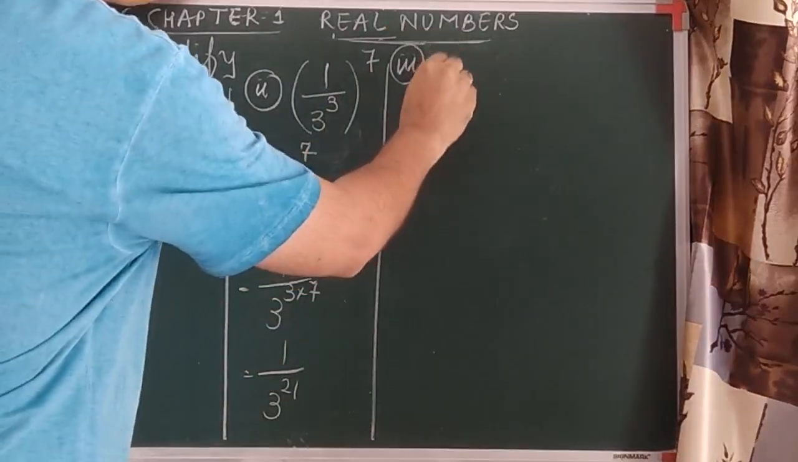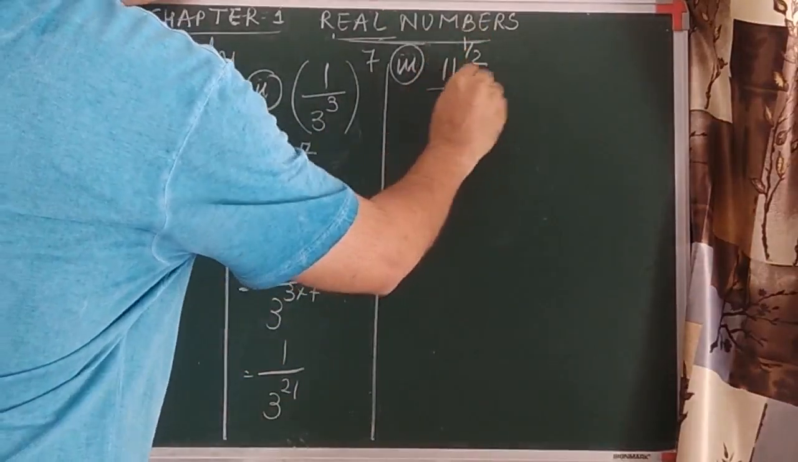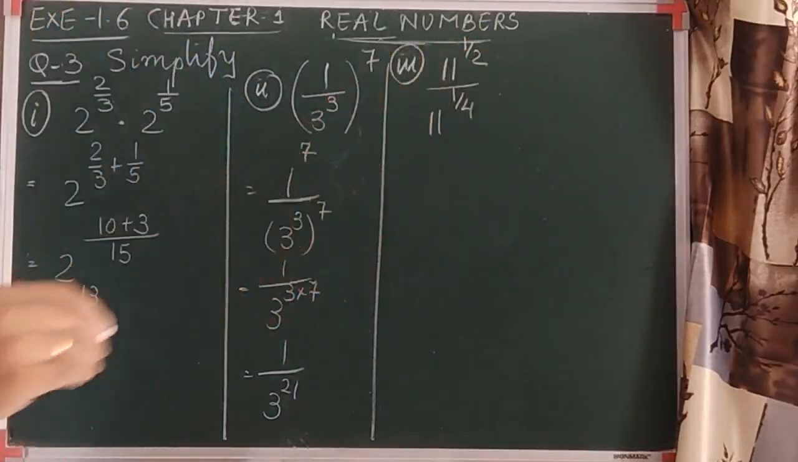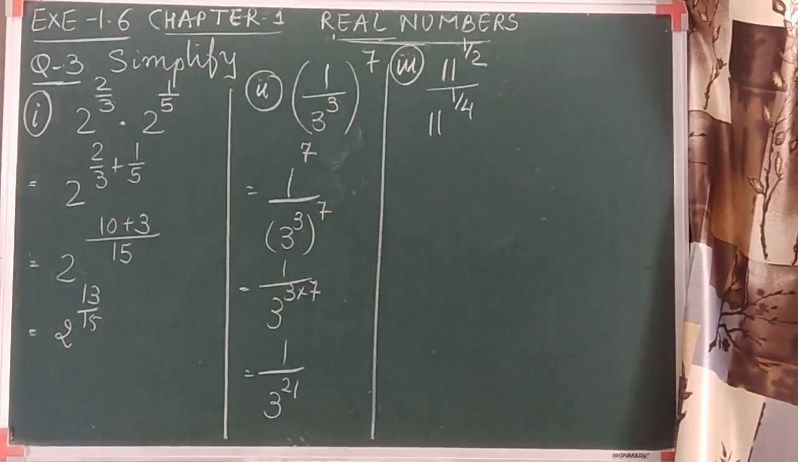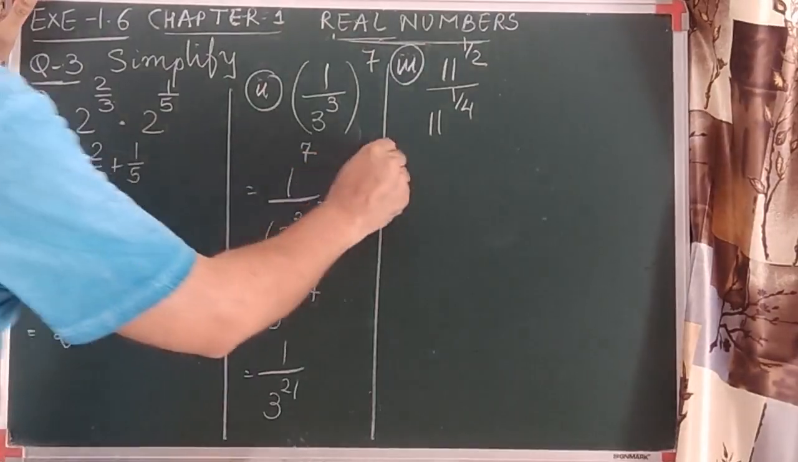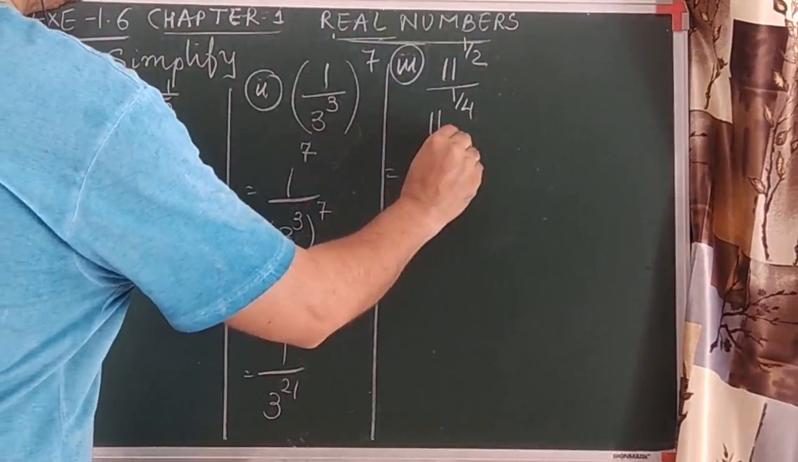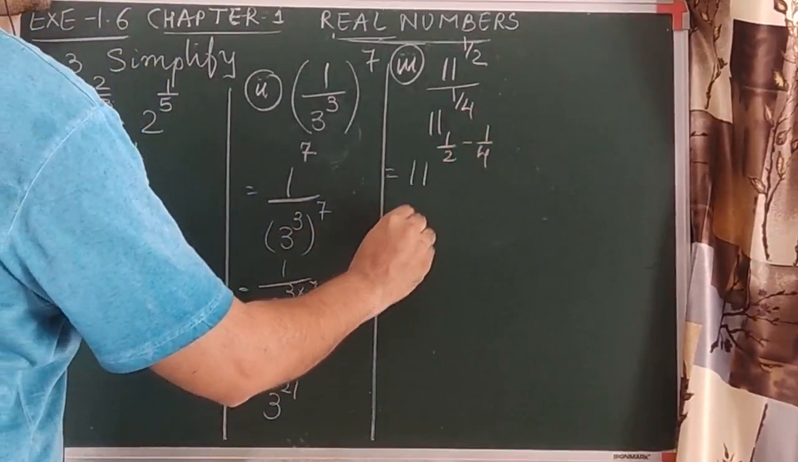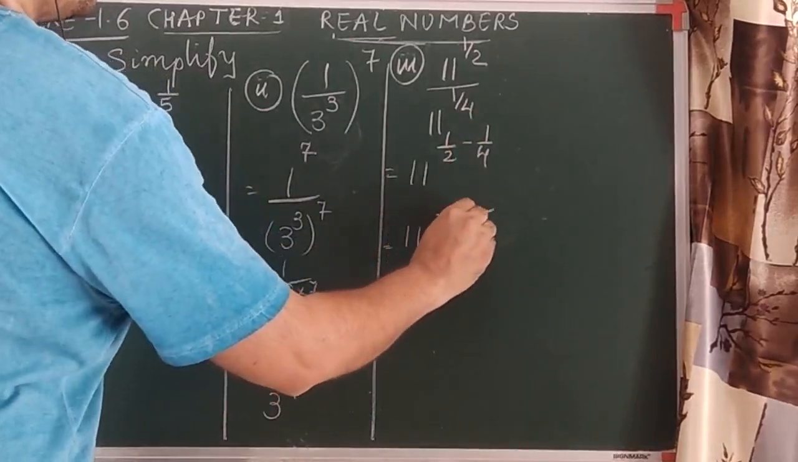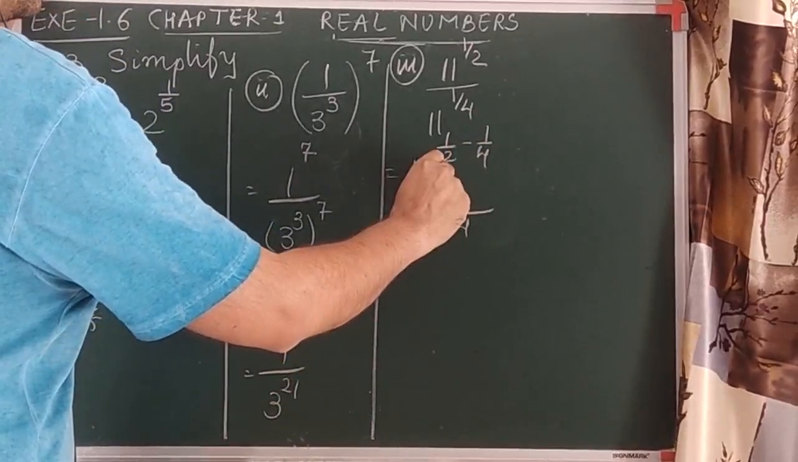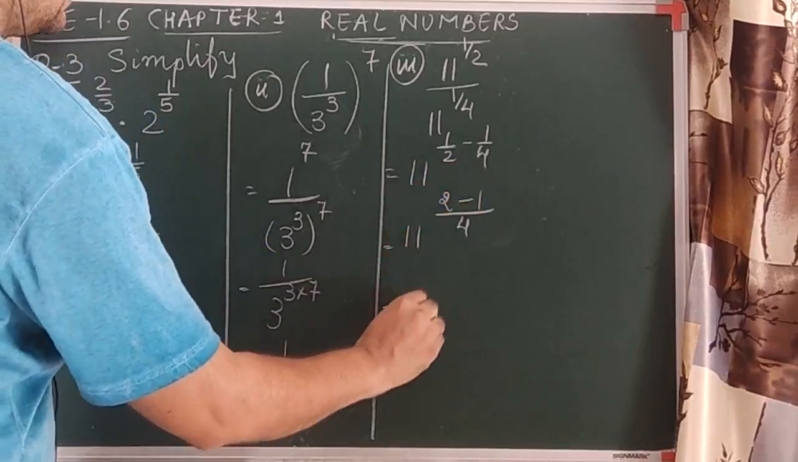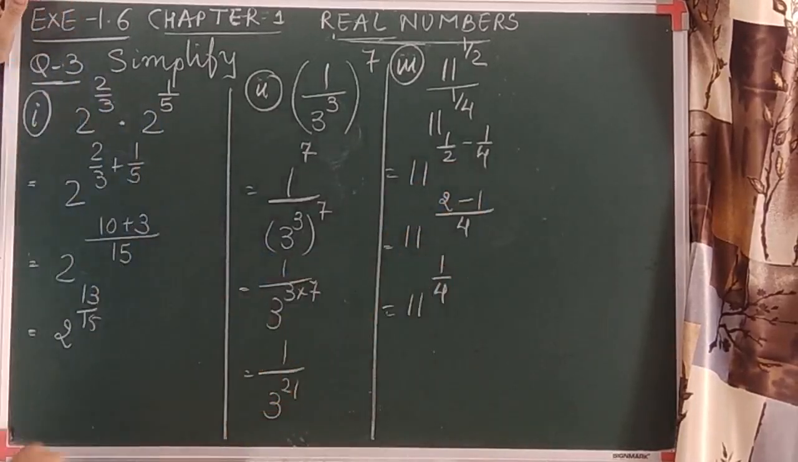It is 11 raised to 1 upon 2 divided by 11 raised to 1 by 4. So again you can see there are two terms, numerator and denominator. They both have the same base. So we'll do the subtraction of the powers. So 11 raised to 1 upon 2 minus 1 upon 4. Again to do the subtraction, the LCM is 4. So this would be multiplied with 2. So that is 2 and 1. So the answer is 11 raised to 1 by 4.